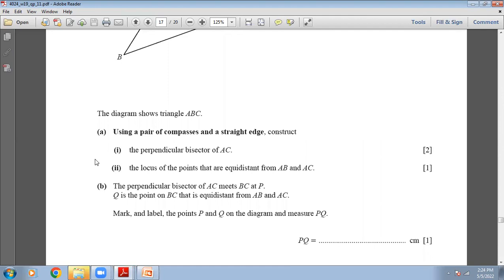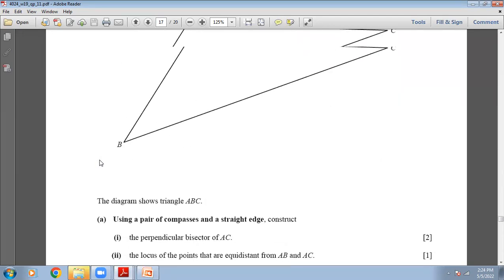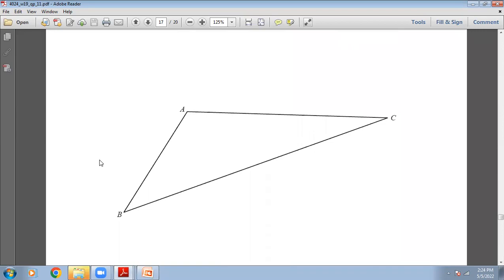He says the diagram shows the triangle ABC. A triangle is already drawn there. He says using a pair of compasses and a straight edge, construct the perpendicular bisector of the AC. If you want to construct the perpendicular bisector of the AC line, put the needle of the compass at A, open the compass more than half of this AC line, put an arc here, put an arc here, then put the compass here, keep it open the same, put an arc here, put an arc here, join this intersecting point and this intersecting point of the arcs with each other. And that will be the perpendicular bisector of the AC line.